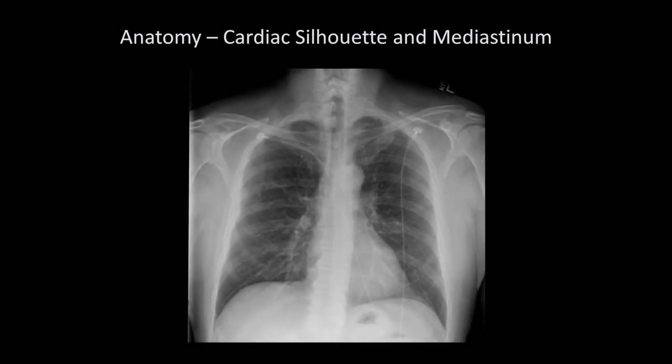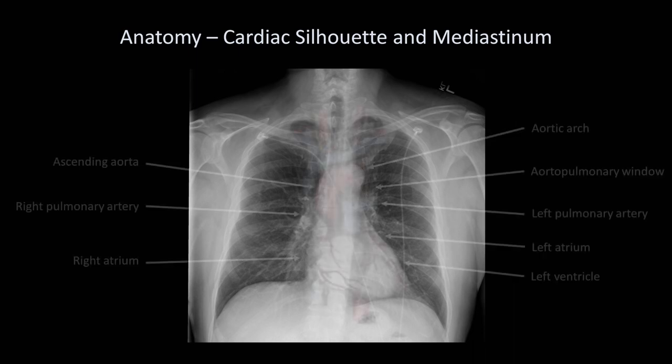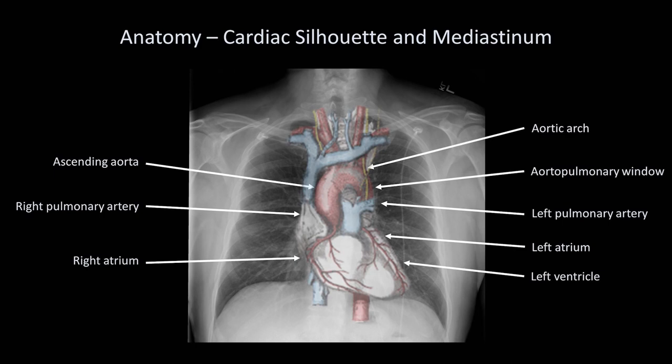Let's take a look at the anatomy of the cardiac silhouette and mediastinum that was first introduced in Lesson 2. For this lesson, it will be important to remember the structures listed here, which comprise the different segments of that silhouette.